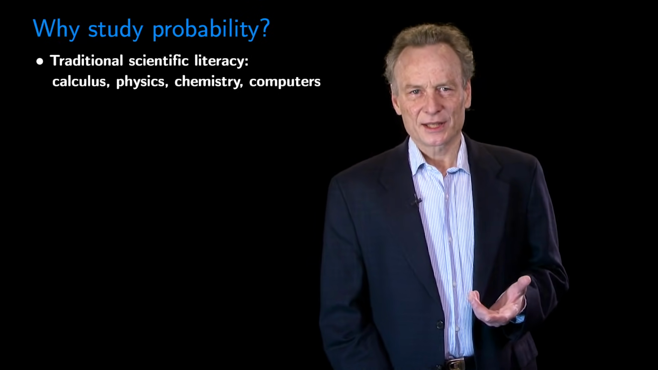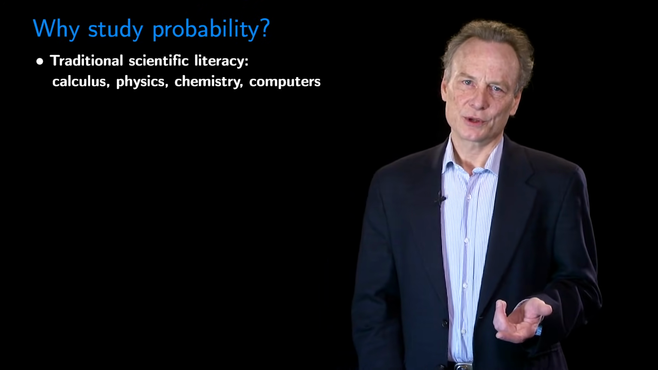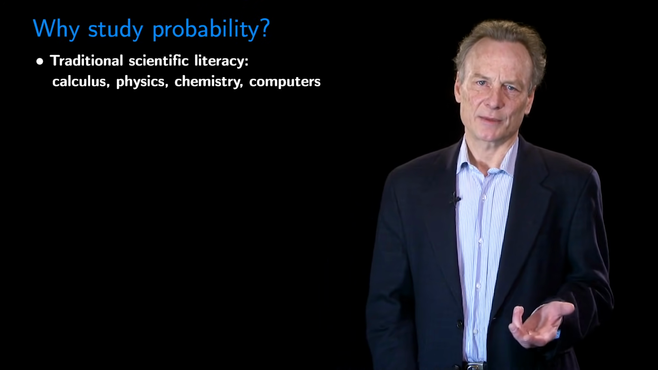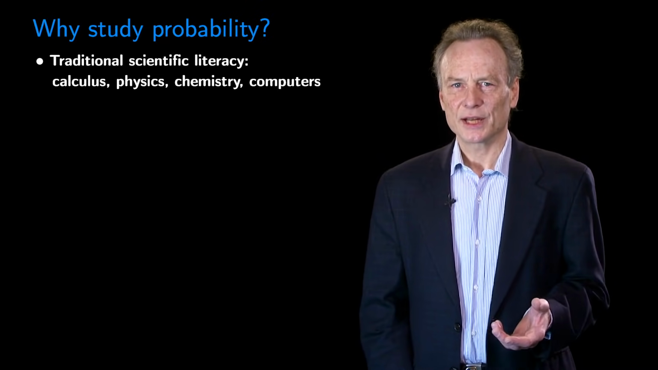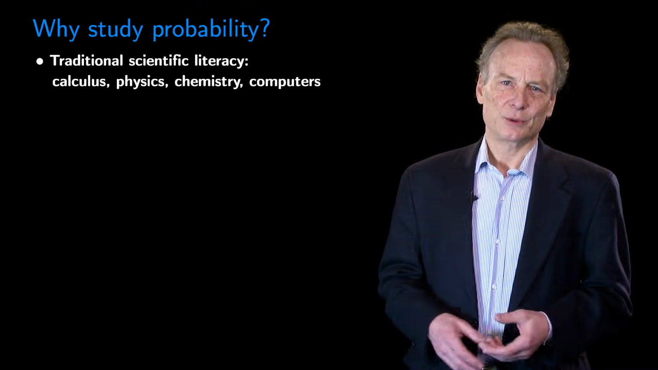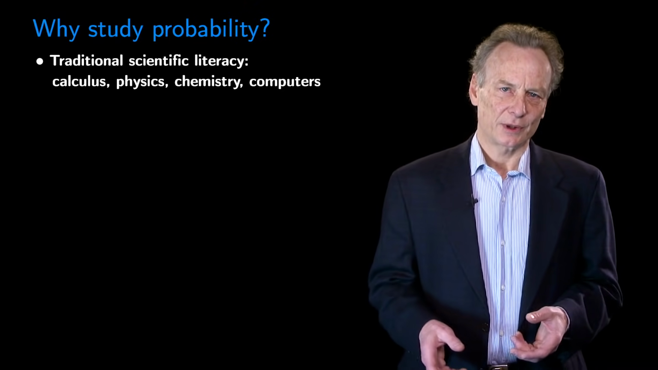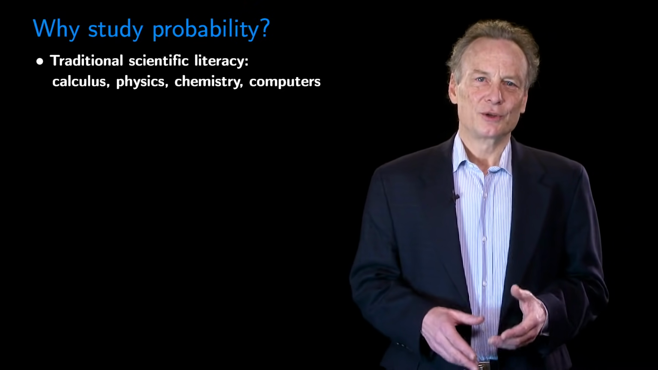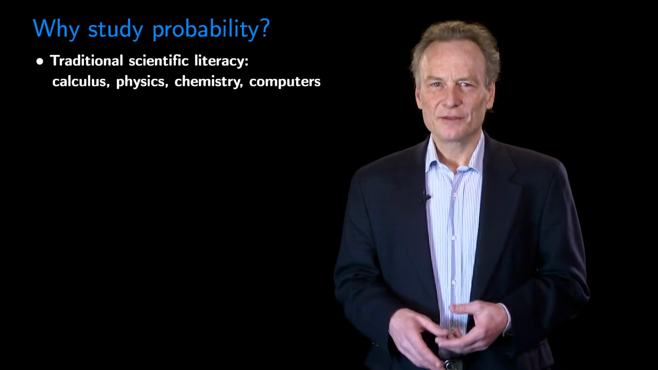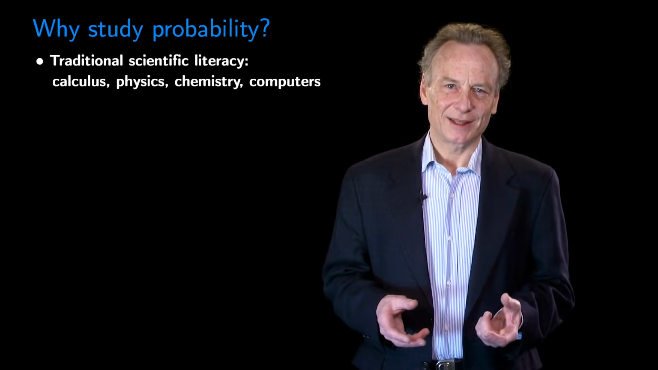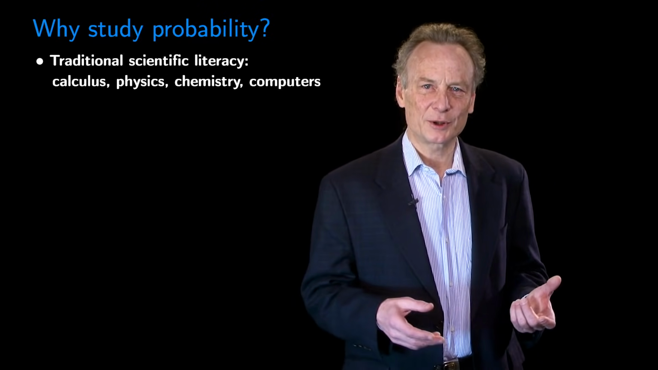Until quite recently, scientific literacy meant calculus, some physics, and some chemistry. With the more recent addition of familiarity with computers and computation, this was all you needed to know in order to make sense of the world. But these days, there is not much you can understand about what is going on around you if you do not understand the uncertainty attached to pretty much every phenomenon.